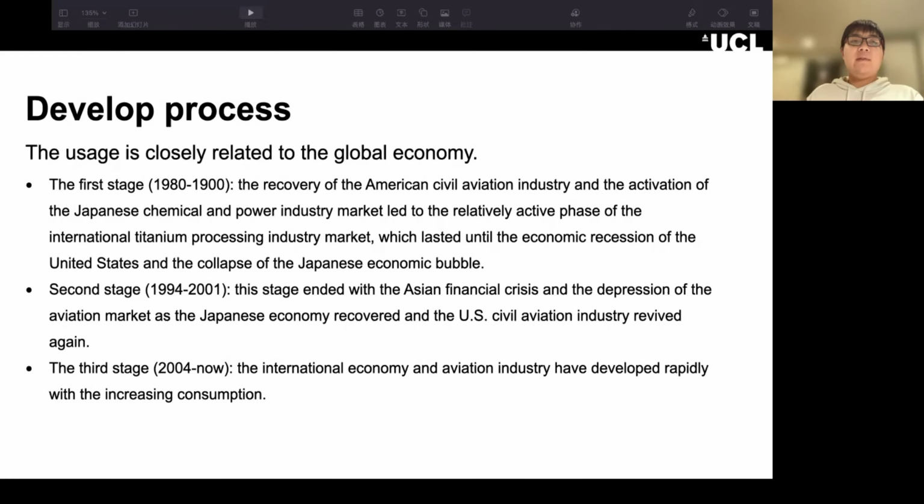Hello, my part is divided into three parts: development process, main applications, and industry trends. In the first part, it is essential to know that the usage is closely related to the global economy. What is more, the whole process can be treated as three stages. The first stage is from 1980 to 1990. The second stage is from 1994 to 2001. From 2004 to now, the international economy and aviation industry have developed rapidly with increasing consumption.